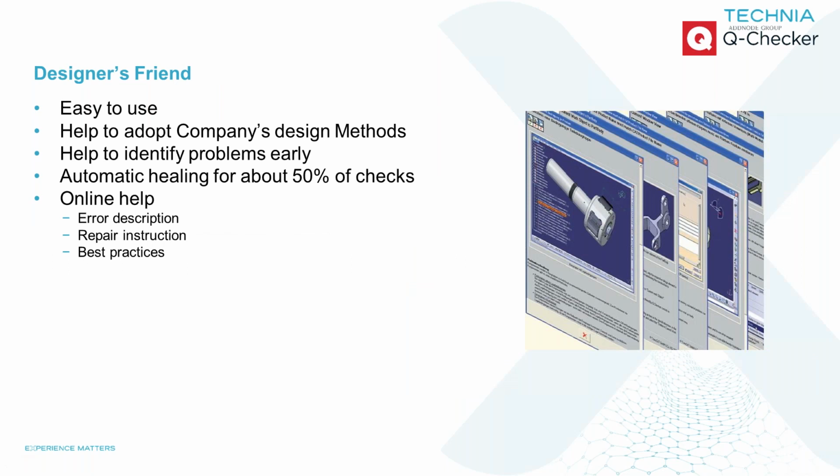It is very easy software to learn and to use, because the company specific profile needs to be developed once. What the user has to do is load the profile and run the checks. After running the checks, it will give a detailed report about where you are finding the errors, where you are finding the warnings, and what the features are in your order. Automatic healing is available for most of the checks, about 50%. Online help lets you read the error description, repair instruction, and best practices. So very good help is also available with this software.